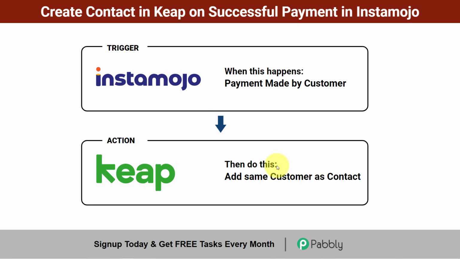that customer into our Keap CRM software, so that whenever you want to send any kind of email to your paid customer, you do not have to manually export the customer's data and import it here one by one. We are going to automatically sync all the Instamojo paid customers with Keap CRM. So if you also want to set this automation for yourself, come with me and I will show you the whole process step by step.